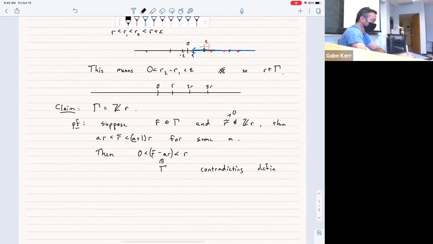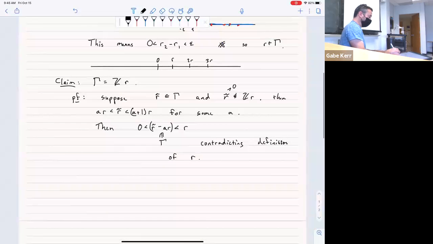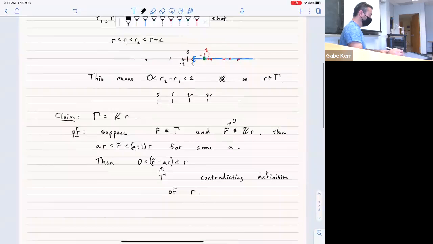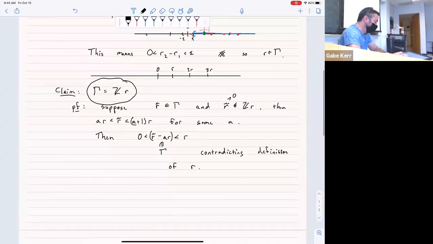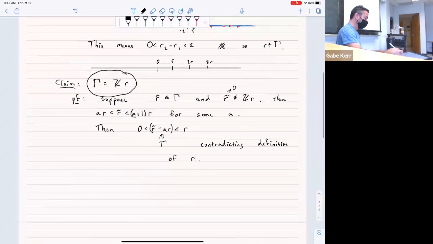Definition of R. Or maybe the previous claim. So that's it. That's the proof of the lemma. That says that gamma is equal to D times R. So we'll use this lemma again a little bit later to look at discrete subgroups of R2. And indeed, there's kind of a general thing I'll mention in a minute.